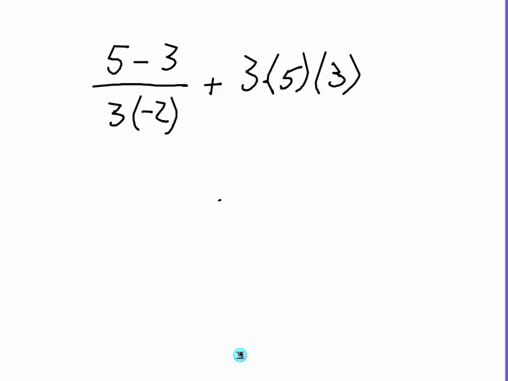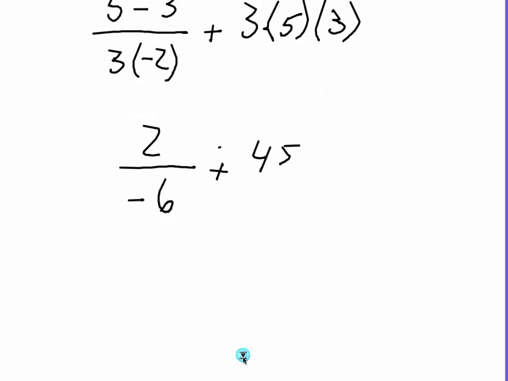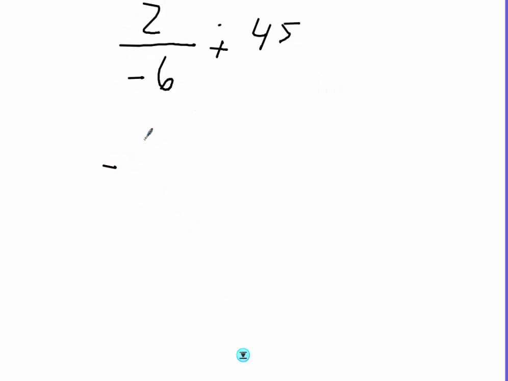Alright? So we'll simplify. 5 minus 3 is 2. 3 times negative 2 is negative 6. Plus 3 times 5 is 15 times 3 is 45. Okay? So now this is going to simplify down to negative 1/3, because 2 divided by 2 is 1, 6 divided by 2 is 3, plus 45.